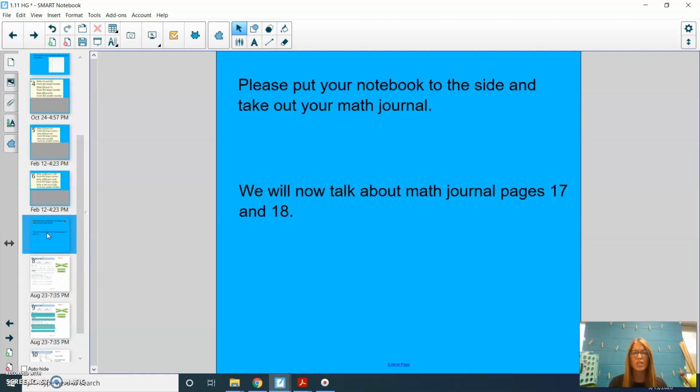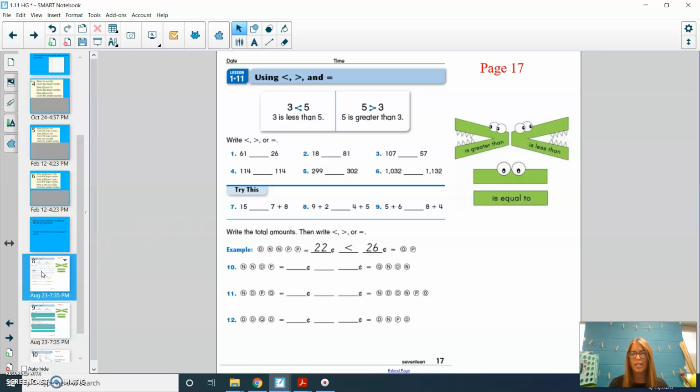But the next thing we're going to do is we'll put our notebook or our whiteboard to the side, and we're going to talk about Math Journal pages 17 and 18. So could you take a look at Math Journal page 17 first?